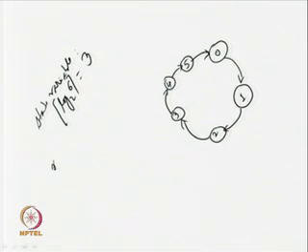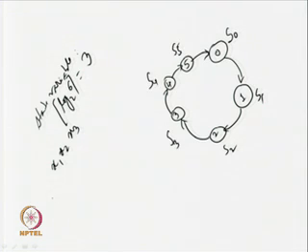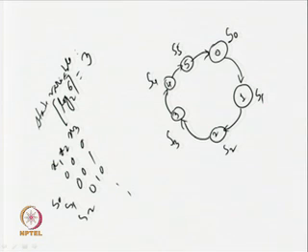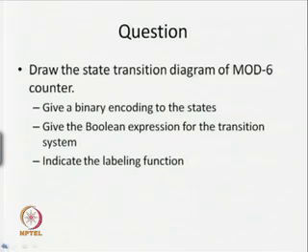So, I can say that x1, x2, x3 are the 3 variables, and let us say these are my states S0, S1, S2, S3, S4, S5. Then the S0 state encoding will be 0 0 0, S1 will be 0 0 1, S2 will be 0 1 0, like that. These are the state encoding. First, you have to give the binary encoding of the states. This is the binary encoding.